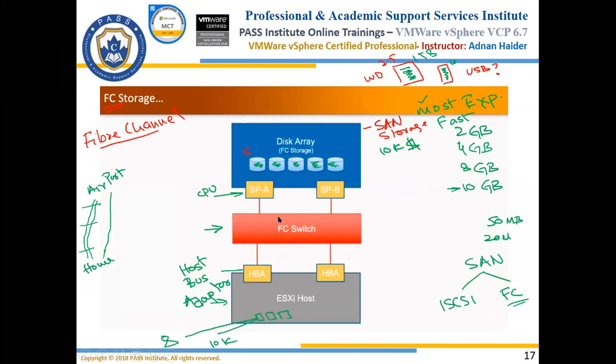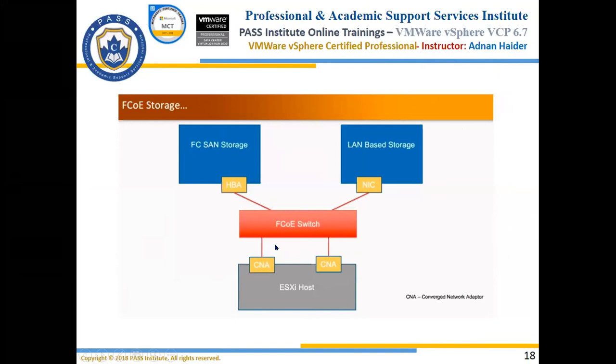It will still be a SAN, but it can work on an Ethernet network or TCP/IP network. So it's a SAN storage, but instead of using the FC switch, you will use an FCOE switch, which is basically a switch on Ethernet. It is connected to a normal ESXi host on a normal TCP/IP network, which is basically what Abdullah just mentioned, a media converter.